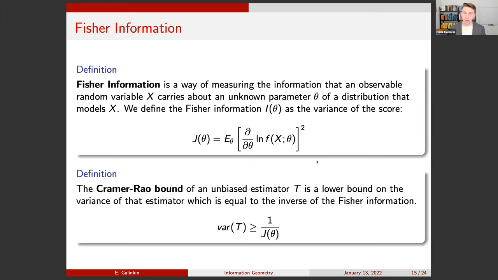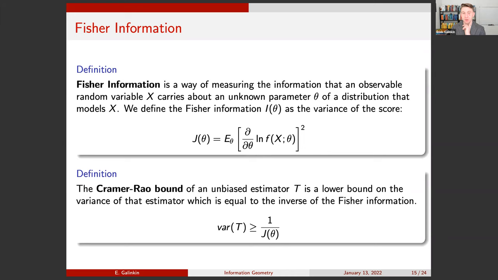Expectation is taken over X. No, is it? Is expectation taken over X? Yeah, it should be taken over X, because yes, it is. Mm-hmm. I'm 100% sure. Yeah, that's a good catch.